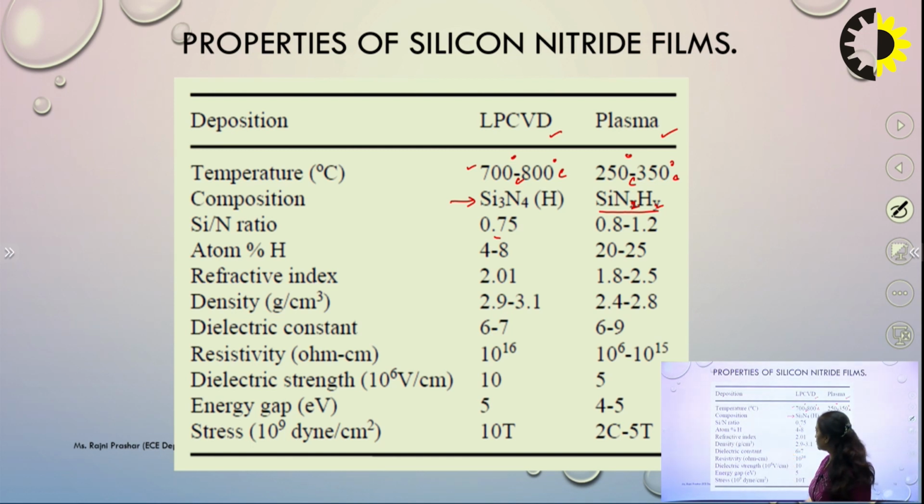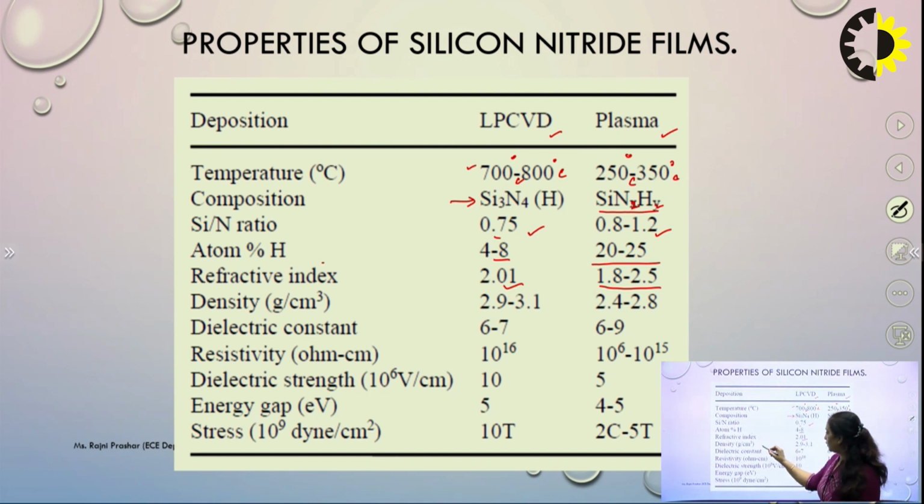This silicon nitrogen ratio varies. For LPCVD we are going to have 0.75 and for plasma it will be 0.8 to 1.25. Atomic percentage of hydrogen, we are going to have here 4 to 8, here we are going to have a very large atomic percentage. Refractive index is almost the same, that is 2.01, and here it lies between 1.8 to 2.5.